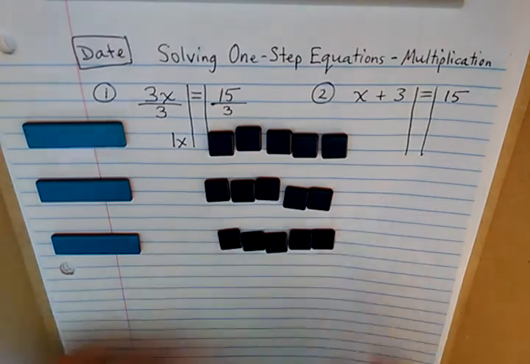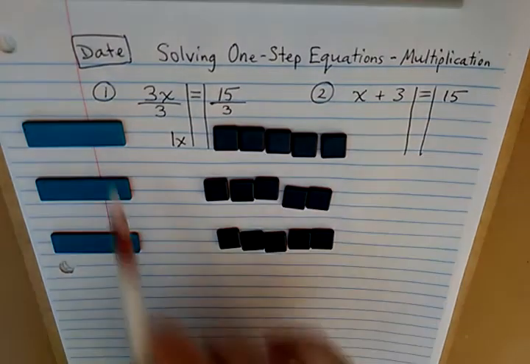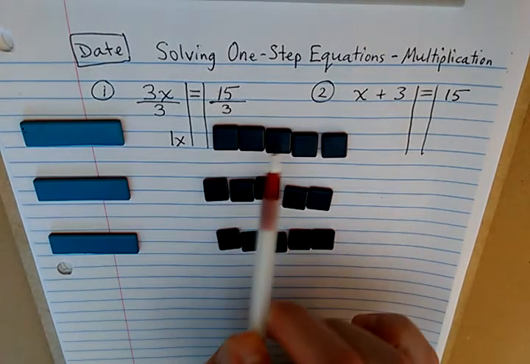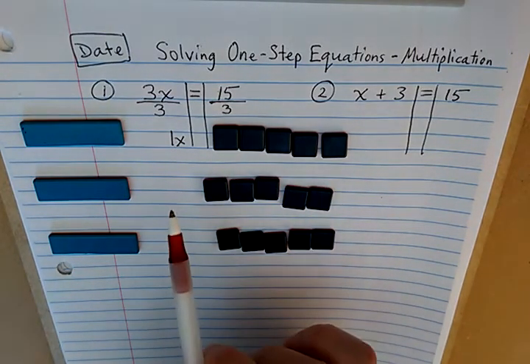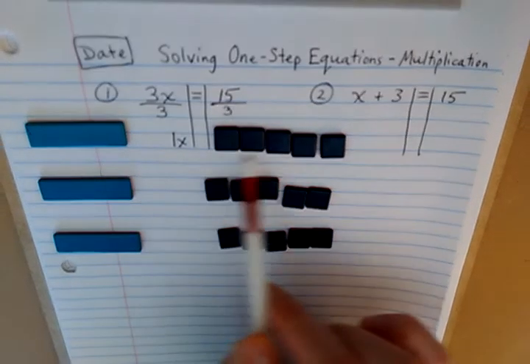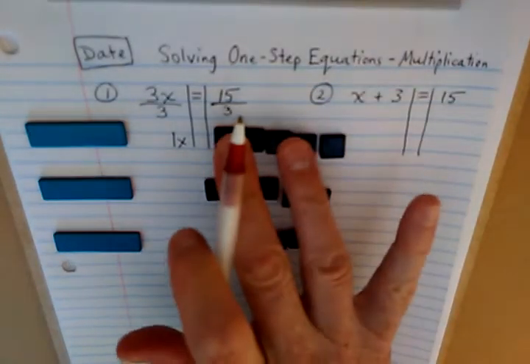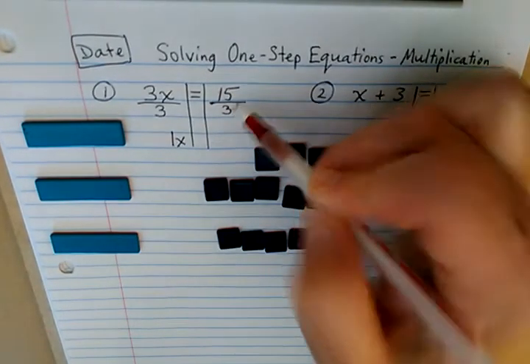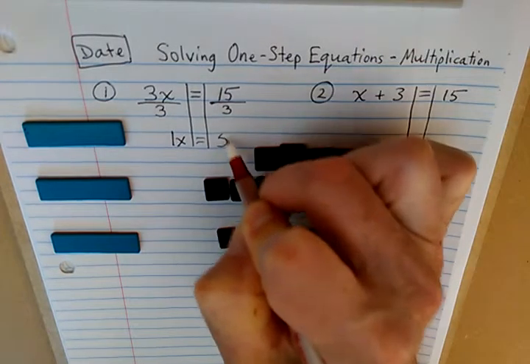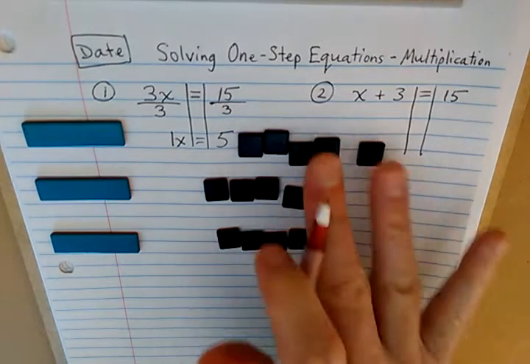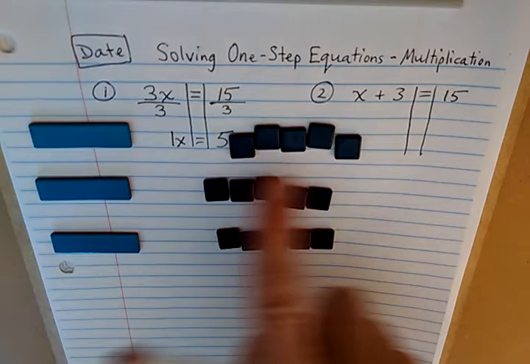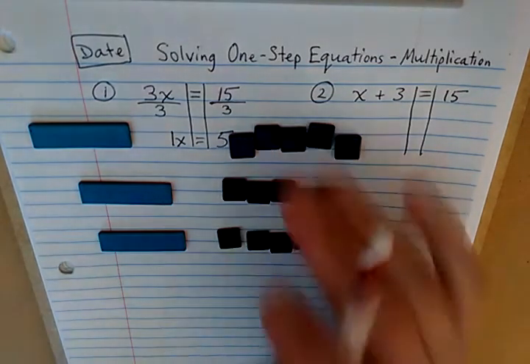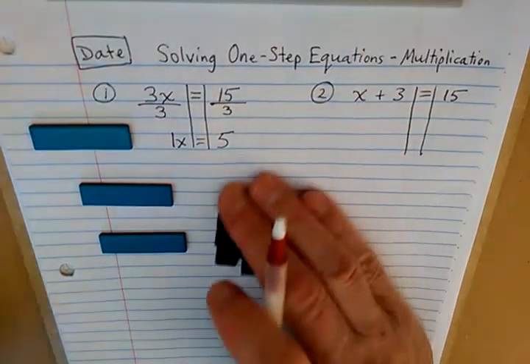So now, just by comparison, we can see that 1x matches up with 1, 2, 3, 4, 5 ones. So 1x equals 5, and that bears out with our math too, because 15 divided by 3 equals 5. And we can see that this is true for all the groups. 1x equals 5 here, this 1x equals 5 there, and this 1x equals 5 there. So 1x is equal to 5.